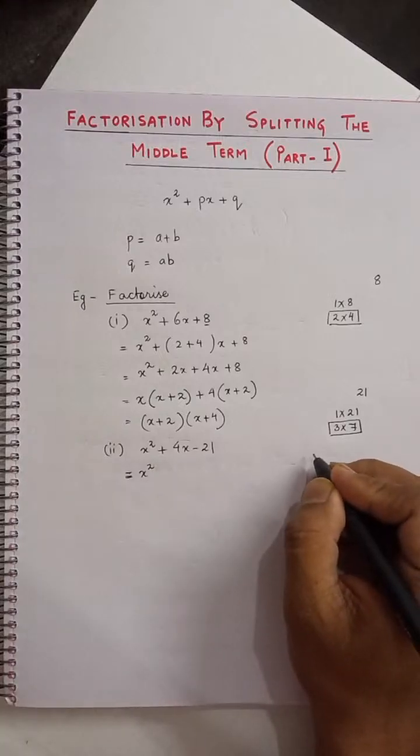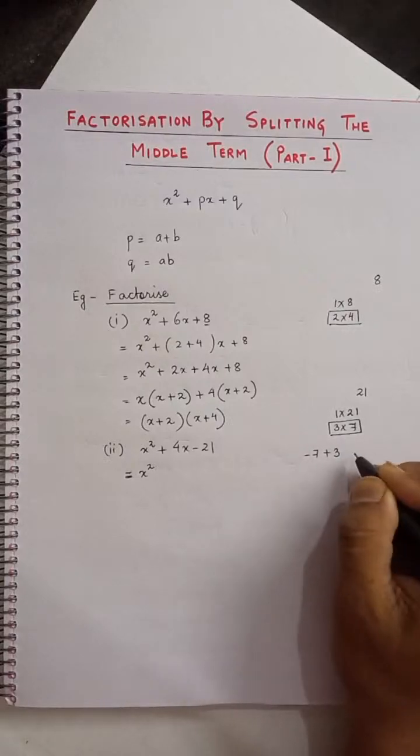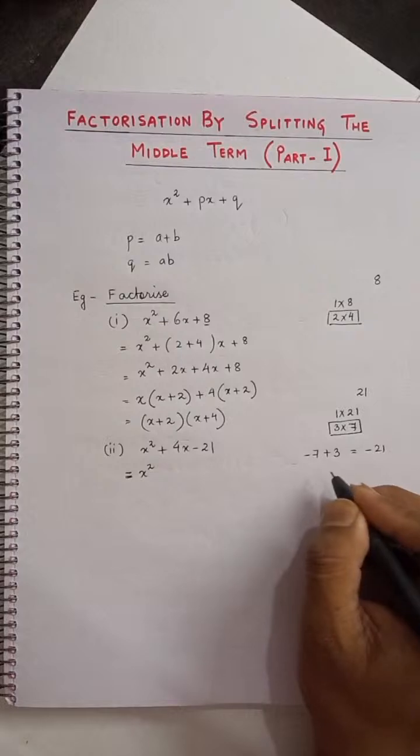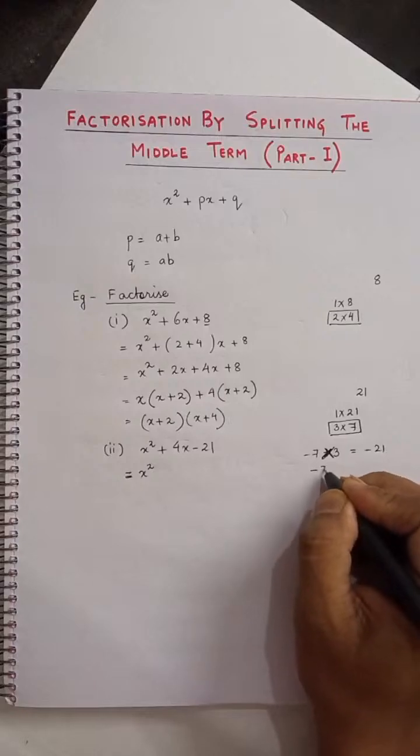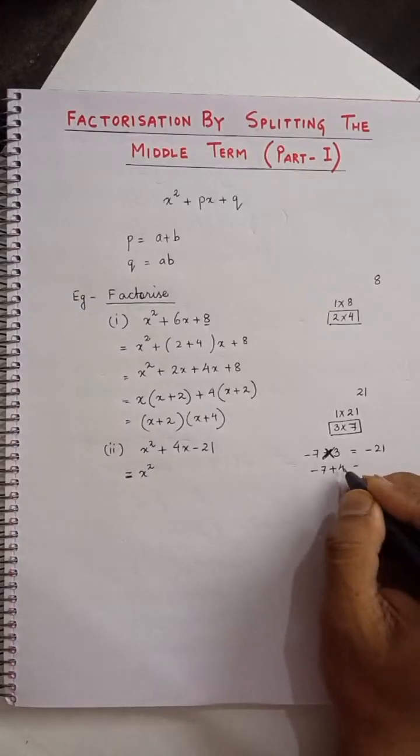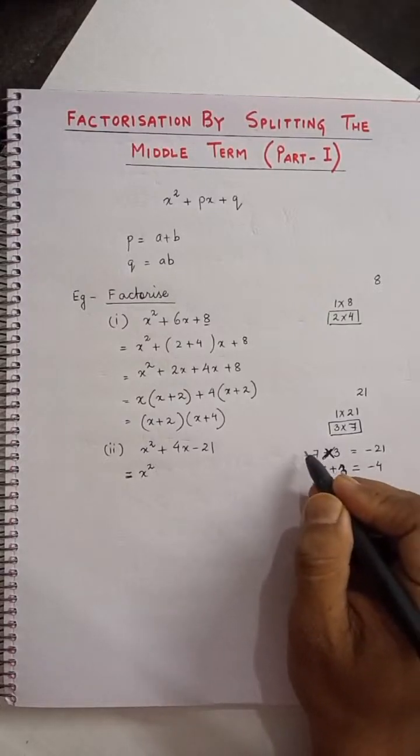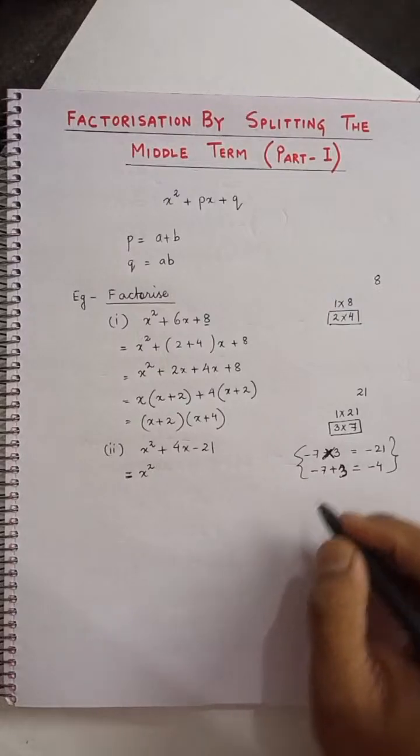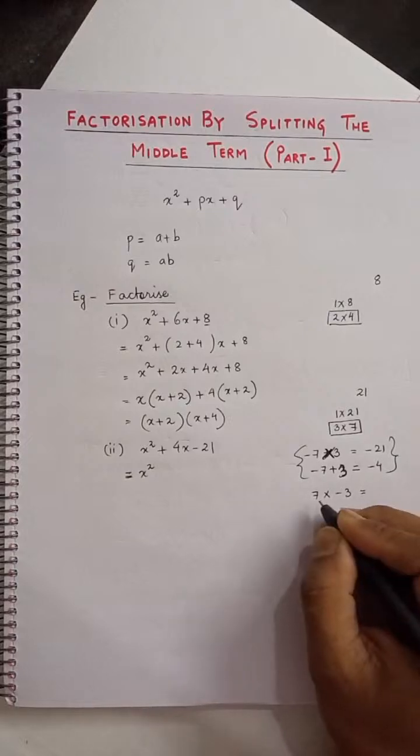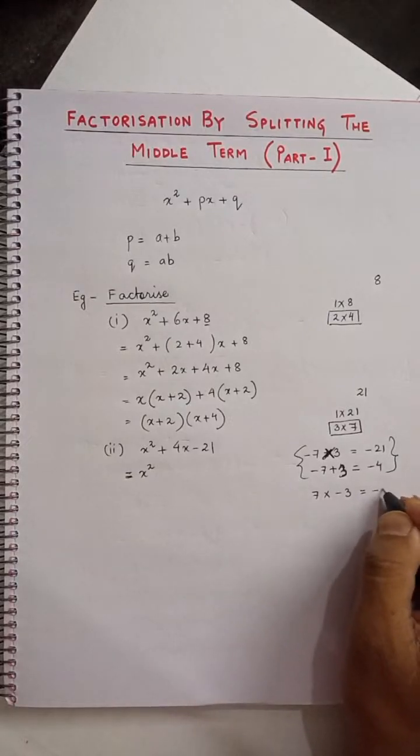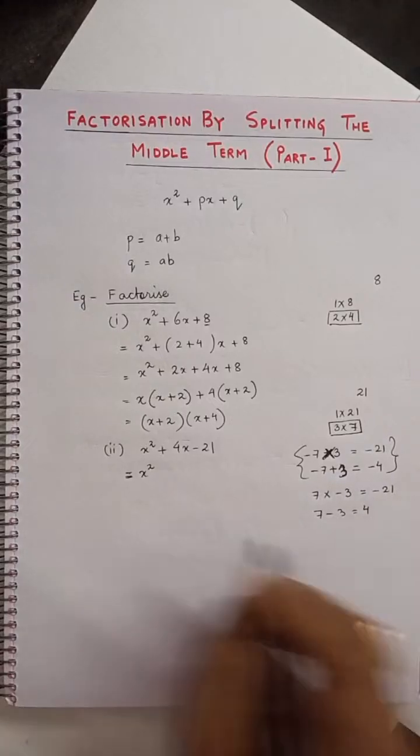If we take 7 as negative and 3 as positive, we will get minus 21 as the product. But the sum, minus 7 plus 3, will give us minus 4. So this is not the combination we need. We have to take positive 7 and negative 3. Positive 7 and negative 3 will give us minus 21 as the product, and 7 minus 3 will give us positive 4, which we need.